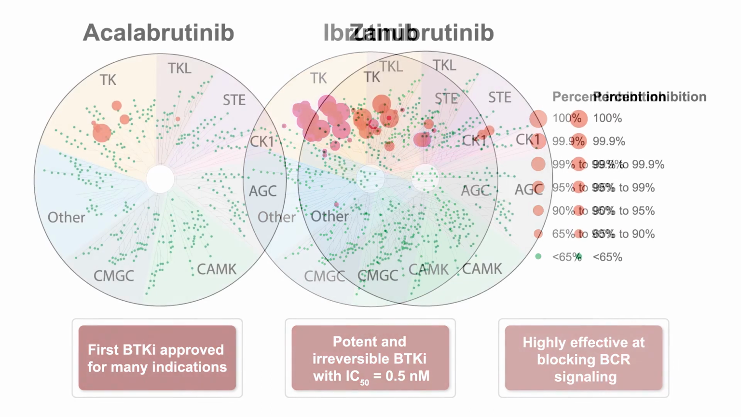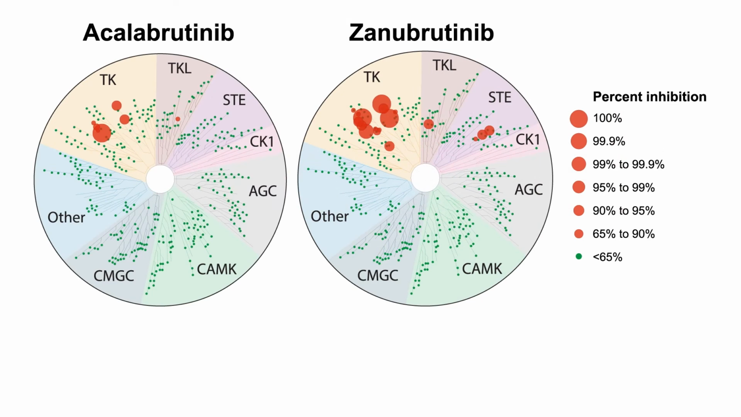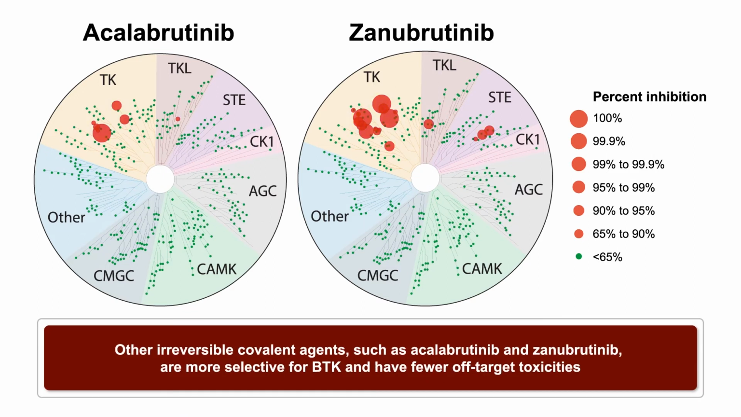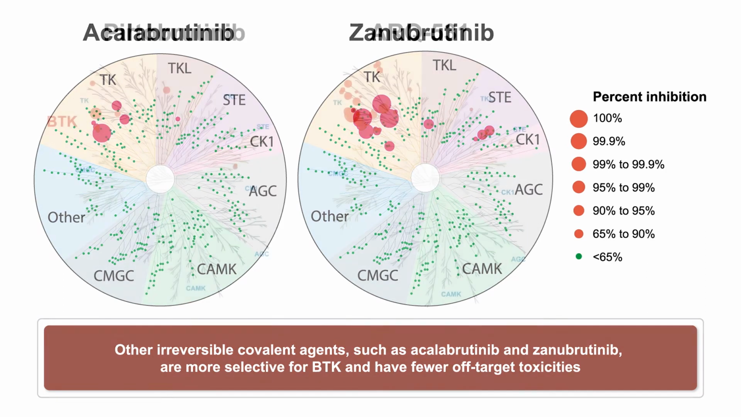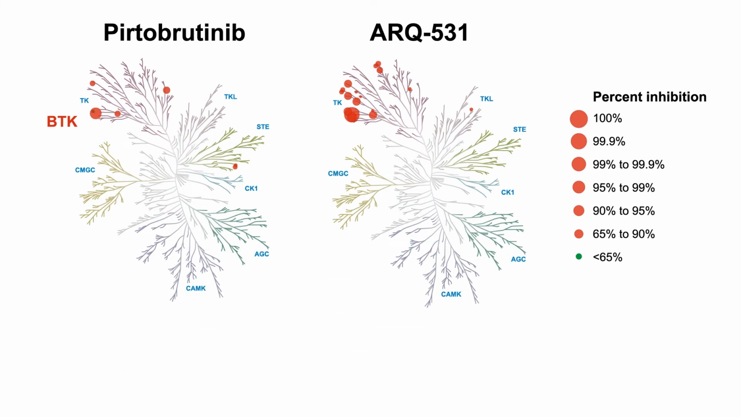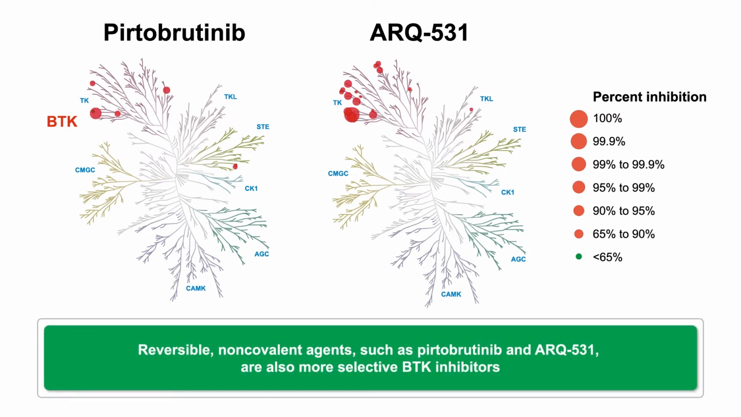The advancement that has occurred is a development of drugs like acalabrutinib and zanubrutinib, which mechanistically work similarly to ibrutinib, but are far more selective for BTK and hence have less of the off target toxicities than we saw with the first drug approved, ibrutinib. Now, the non covalent agents such as pirtobrutinib and ARC-531 are also very selective BTK inhibitors, but again, these work through a different mechanism of action than the covalent inhibitors that are currently on market.